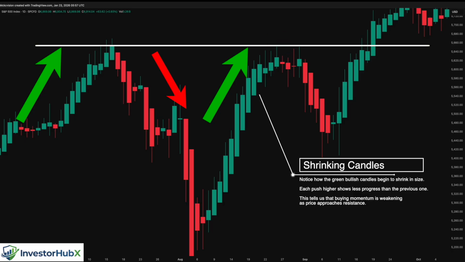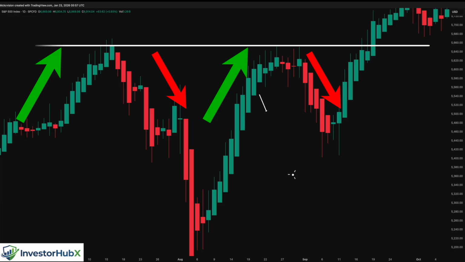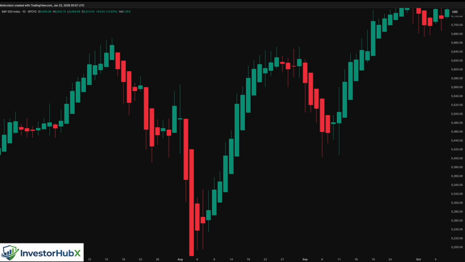At the same time, we see multiple rejections at this level, showing that sellers continue to defend the area. Shortly after this loss of momentum, price reverses away from resistance. The reversal didn't happen suddenly. The market was already telling us it was losing strength. Shrinking candles signal hesitation, especially at resistance.